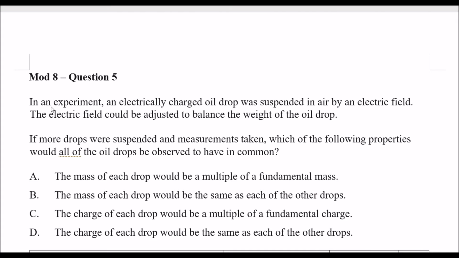Okay, so question 5, it says, in an experiment, an electrically charged oil drop, again this looks like it's about Millikan's experiment, suspended in the air by an electric field. So that confirms what we talked about in the last question. The electric field could be adjusted to balance the weight of the oil drop. If more drops were suspended and measurements taken, which of the following properties would all of the oil drops be observed to have in common?